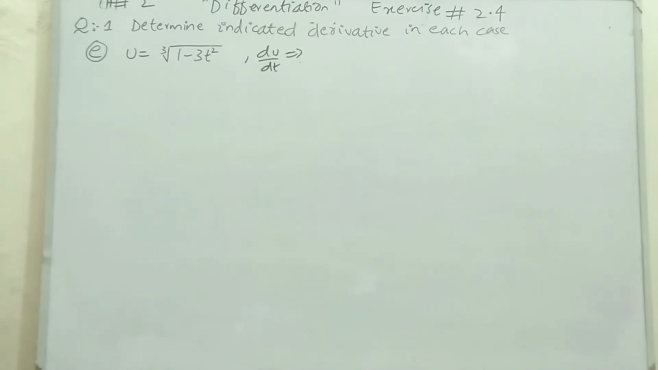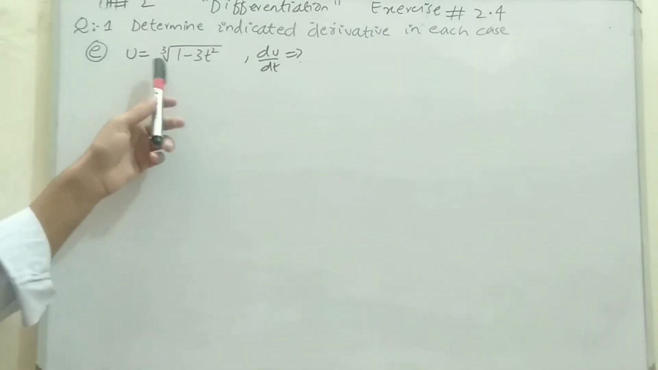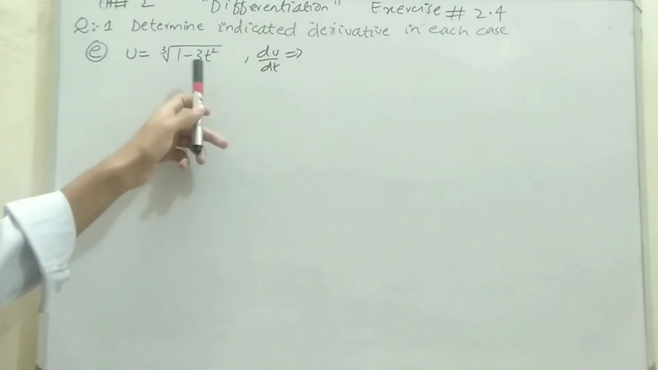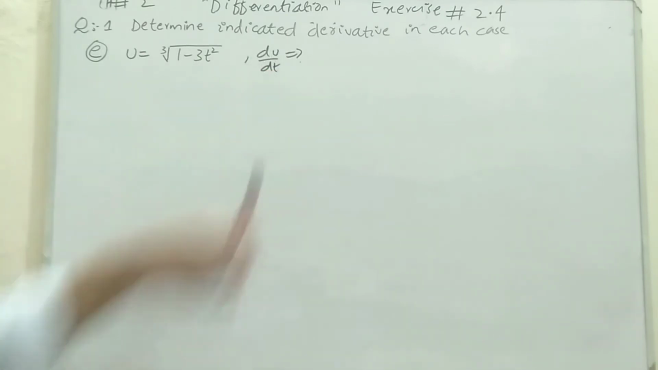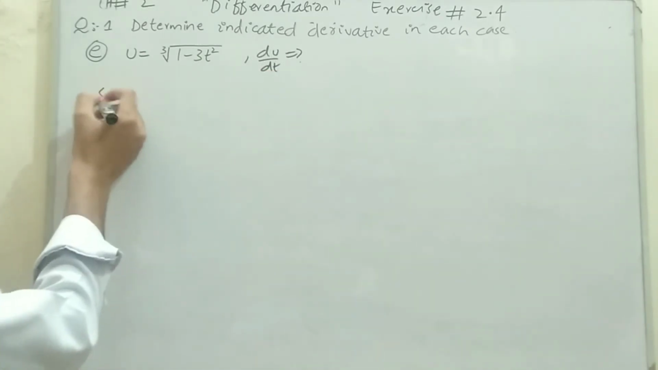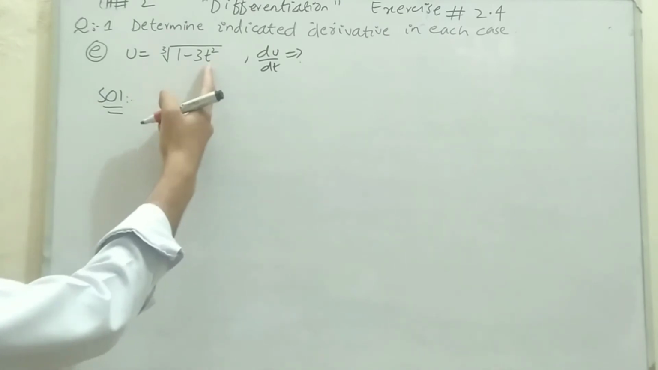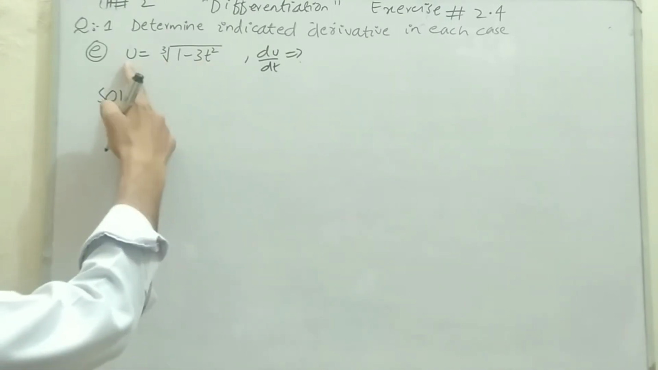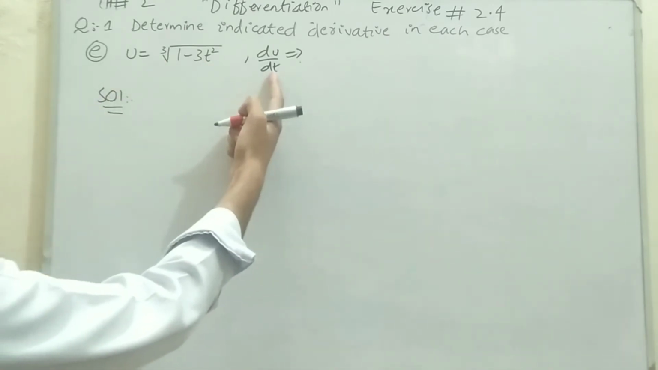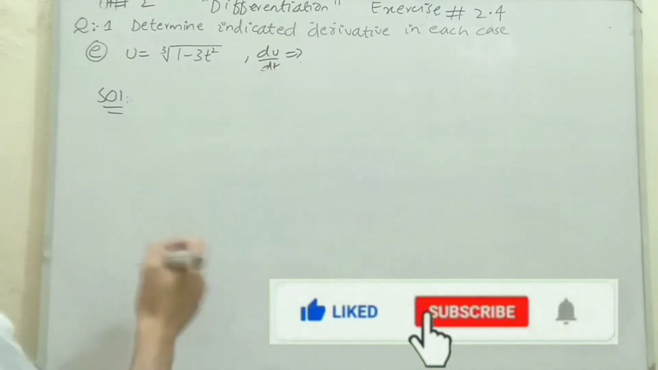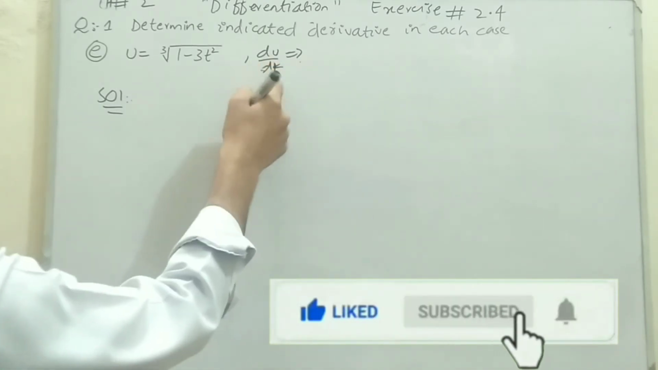Now move to part number E. u is equal to cube root of (1 minus 3t square). Find the derivative of u with respect to t. Move to solution. The independent variable over here is t and the dependent variable is u. So here we have du by dt. So it means we will differentiate both sides with respect to t.